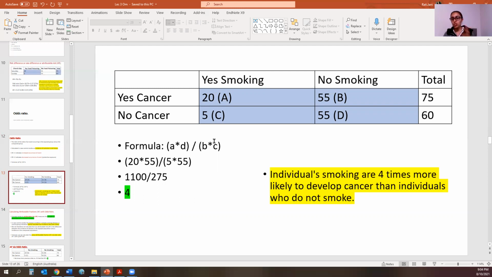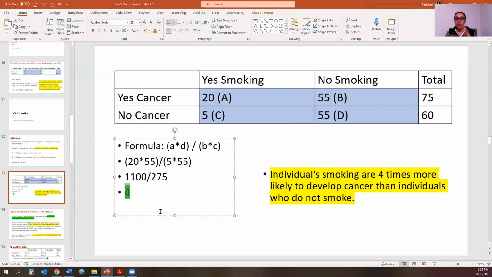Very, very simple. It's just cross multiplication. I have written over here A, B, C, D, so it's easier for you to see. So you have A into D, and you have your B into C. You do that and you get an odds ratio of 4. So what does this 4 mean? How would you put it in terms again?